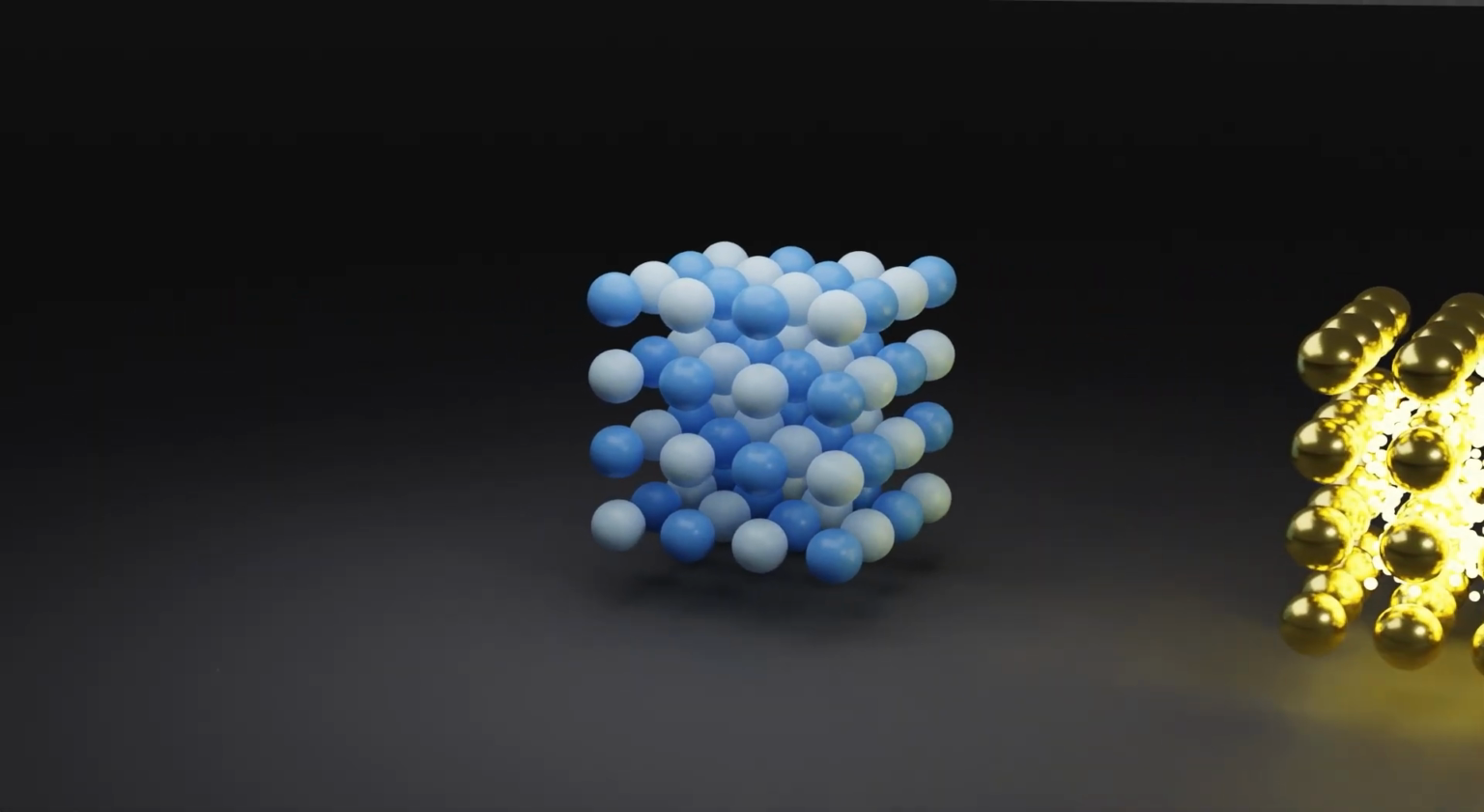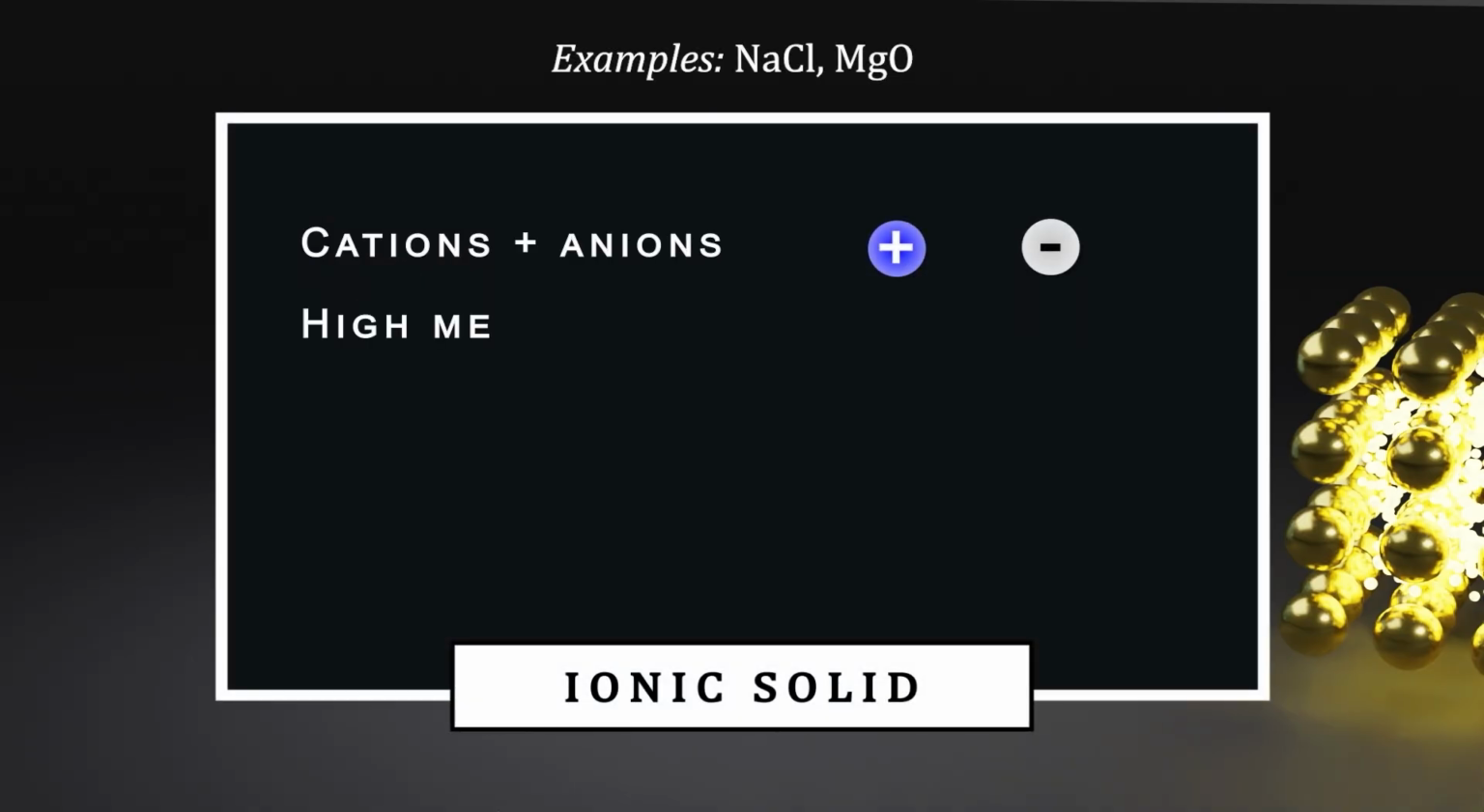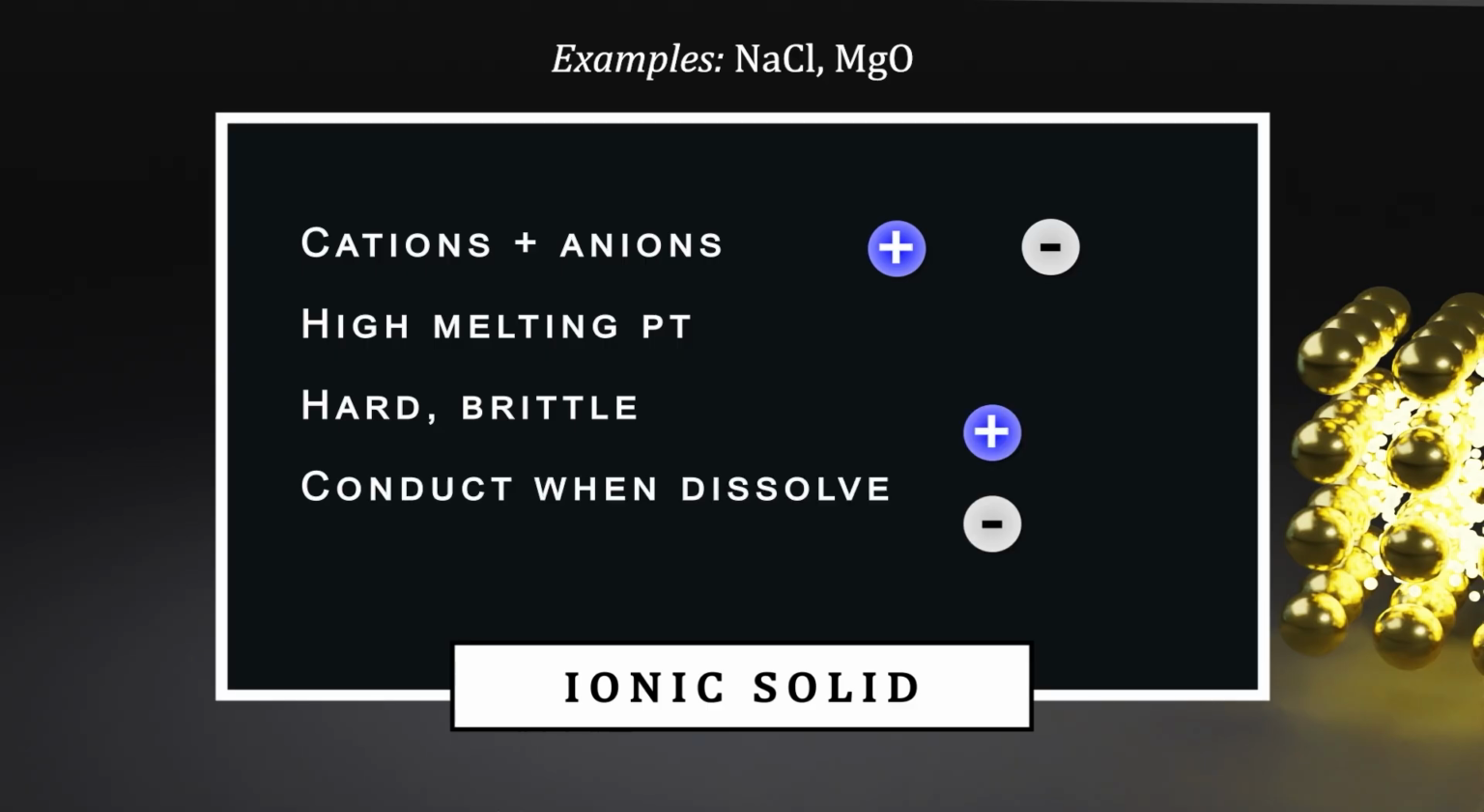Ionic solids are composed of positive and negative ions in a crystal lattice. They have high melting points, are hard and brittle, and conduct electricity only when molten or dissolved, because the ions are free to move.